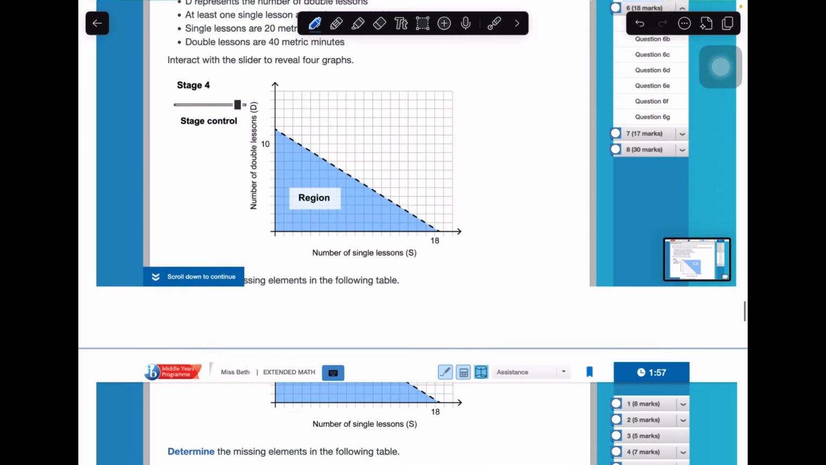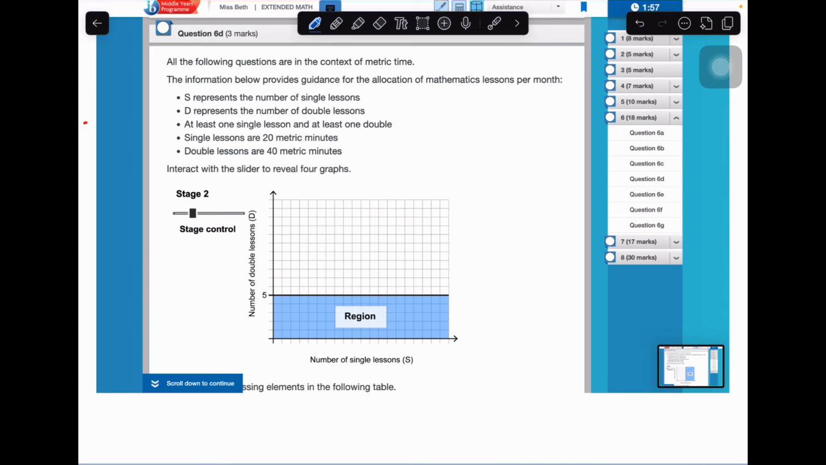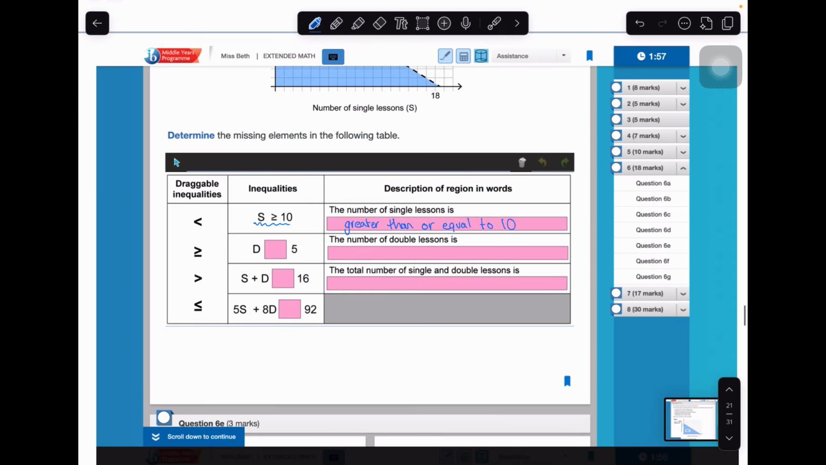So if I go back through my stages, I can see here, on my D axis, I have 5 and my region is below 5. You can see also that it's a solid line here, so that means anything in my region up to and including this line. So when I write this as my inequality, D has to be less than or equal to 5. So the number of double lessons is less than or equal to 5. You could also put at most 5.